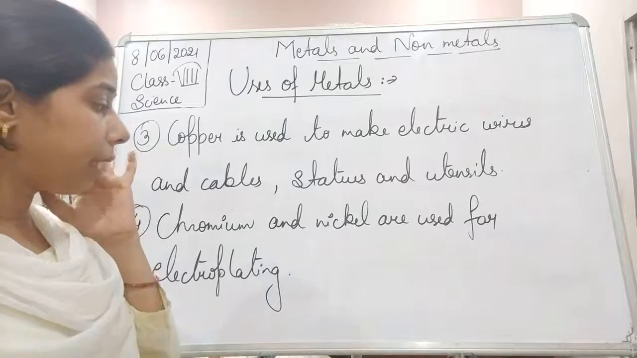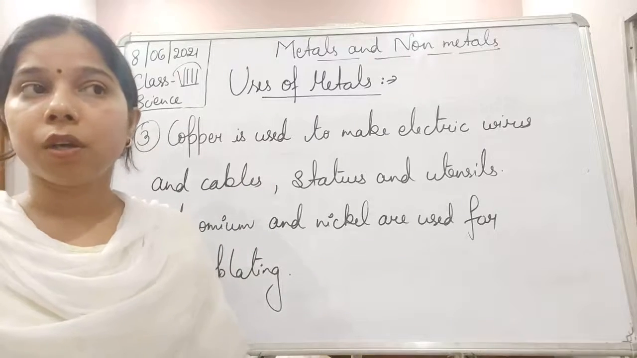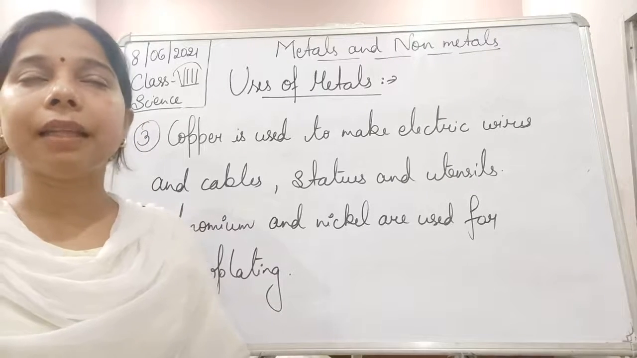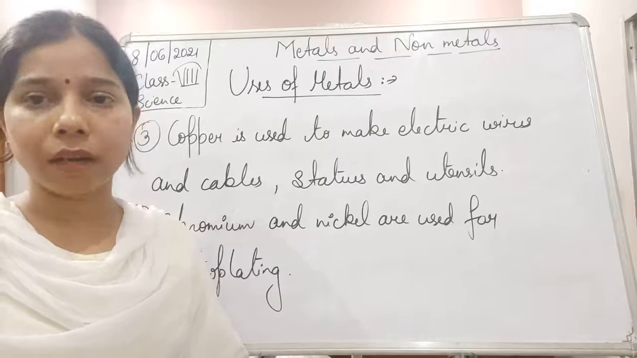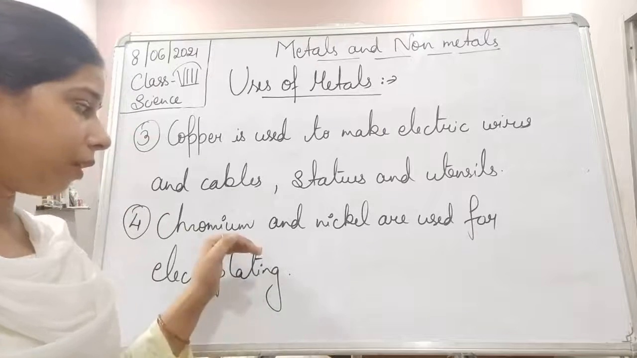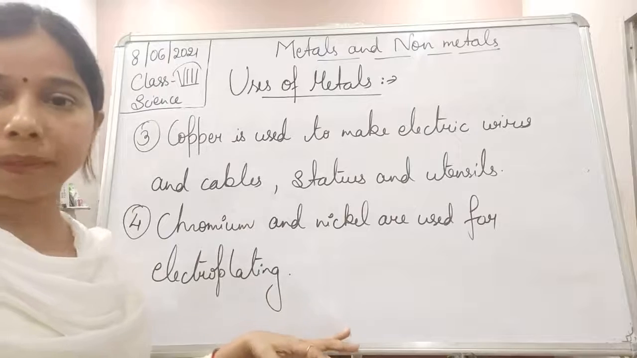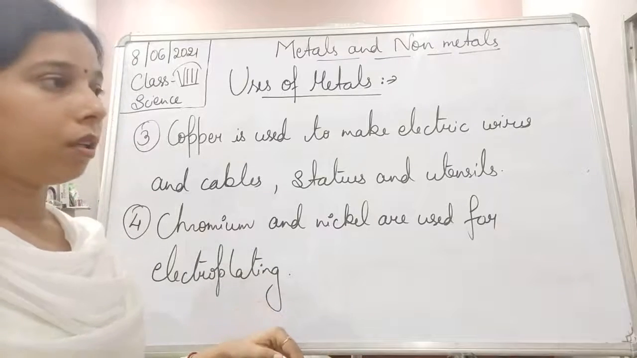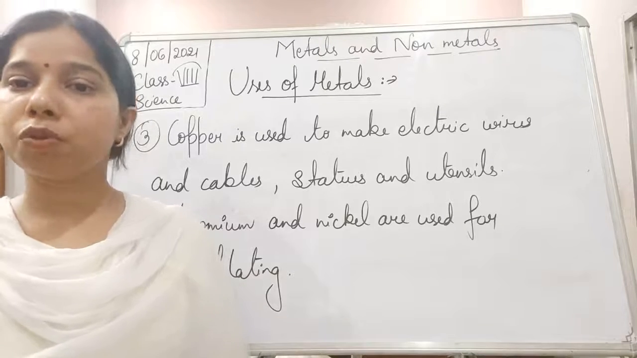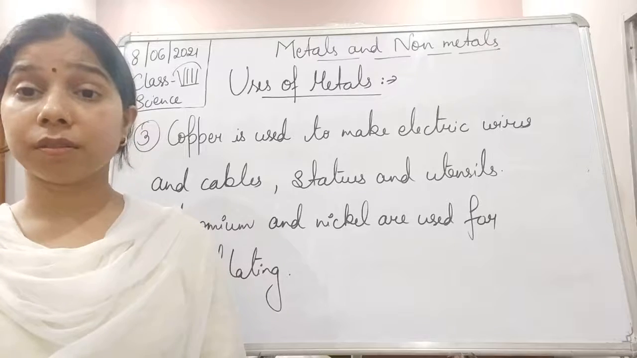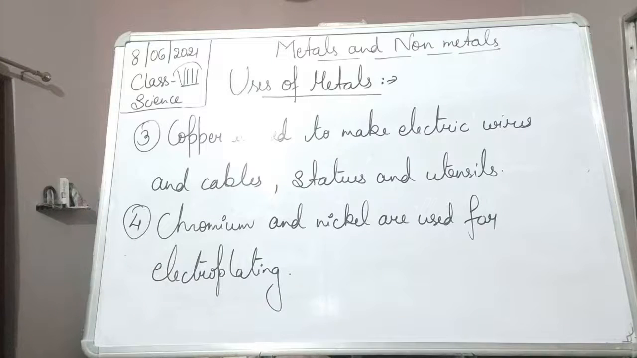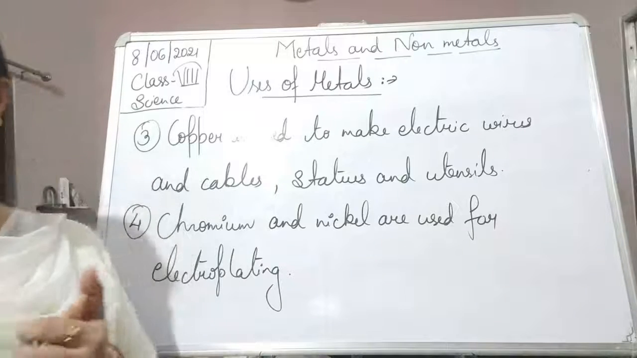Basically chromium and nickel are used to form a layer on the metal, on the iron, and ultimately that will help in making stainless steel. You all have heard about stainless steel, and this is made up of the layer formed by chromium and nickel. This layer is formed on the metal by the process of electroplating. So with the help of electroplating, we make an alloy that is resistant to corrosion. So chromium and nickel are used for electroplating, students.